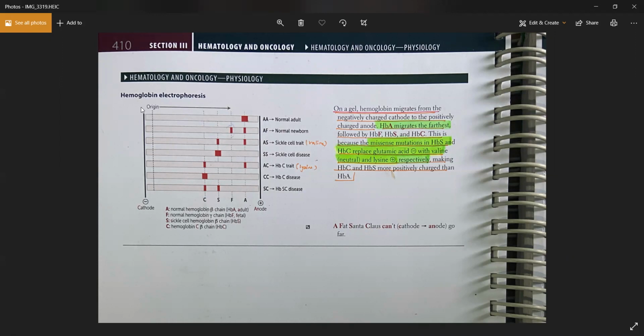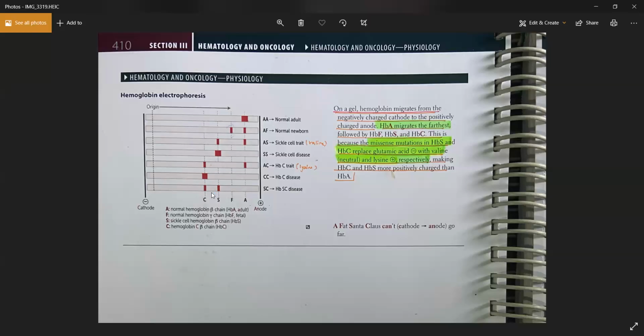In the HbC disease, you will have the conversion of glutamic acid into lysine. And one thing I got confused: in case of glutamic acid to valine, valine is a neutral amino acid, it is not positive, so it will travel less distance. In case of HbC disease, because the glutamic acid is converting into lysine, and lysine is a positively charged, basic amino acid, the positive charges will repel each other. So this HbC type of hemoglobin will stop at a very early stage of electrophoresis. So do remember glutamic acid to valine, and glutamic acid to lysine.